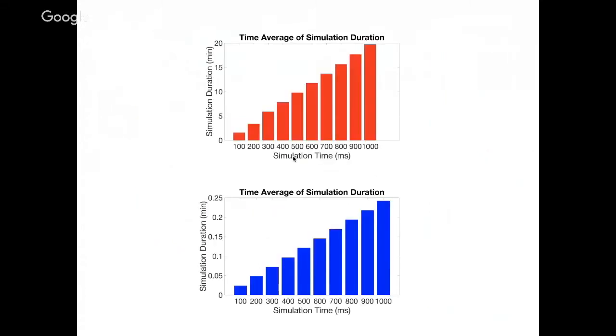And this is also really great because then we can look at the time average of the simulation duration. So in the red one, the compressed model, when you ran a simulation of it for 1,000 milliseconds or 1 second, it took about 20 minutes. But when we did it for 1,000 milliseconds for this simplified node model, it only took half a minute, essentially. And this is great because now we have a quicker way to figure out what the qualitative behavior looks like for a single neuron.